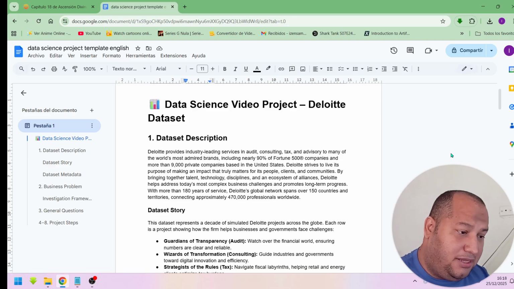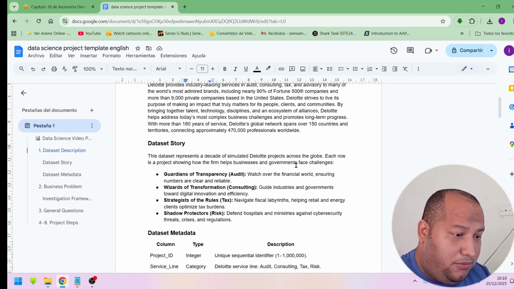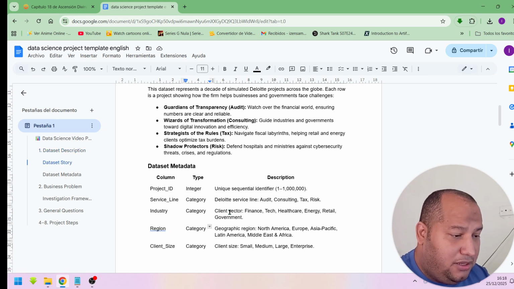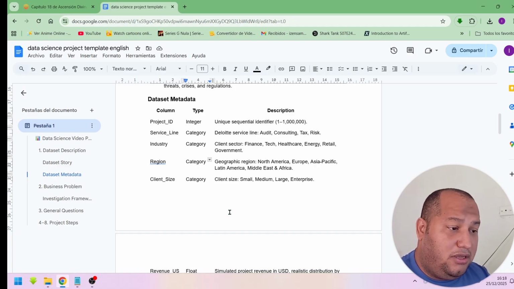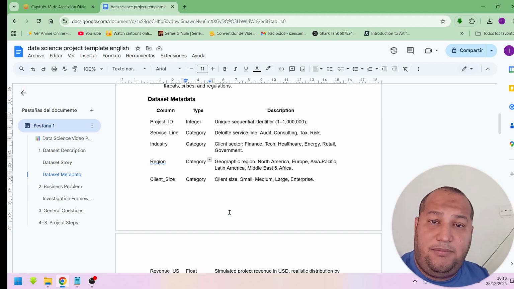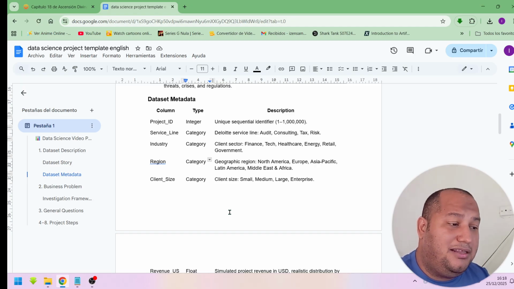And the data set. Here we have what they do. They audit, they do consulting, tax, risk, but the most important thing is the data set metadata. So this is data about the data. Why is this important, you ask? Well, it is important because you know what is the data type, what is the name of the column that you're going to work with, and what is the range, what this column means. So for example, project ID is an integer, and it goes from 1,000 to 1 million.